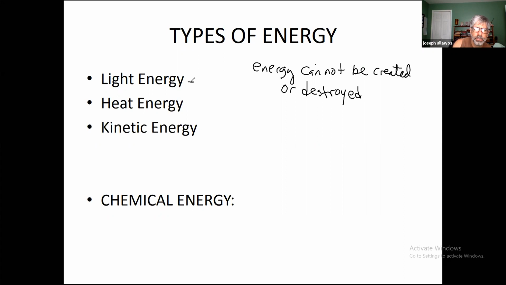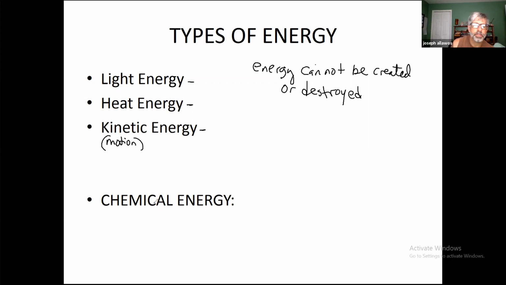Light energy, heat energy. What is kinetic energy? The energy of motion, right? So think about, we use kinetic energy to generate electricity. We build a dam and let the water flow across the dam and turn turbines, and that's an example of kinetic energy. Think about a sailboat, right? It's moving.